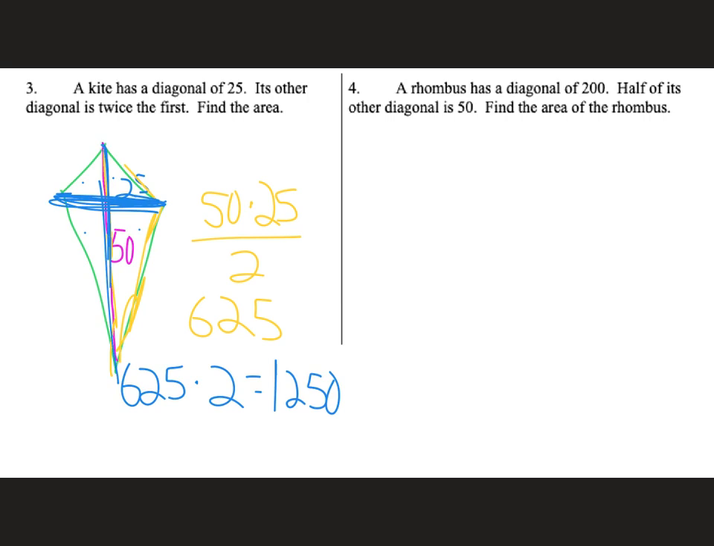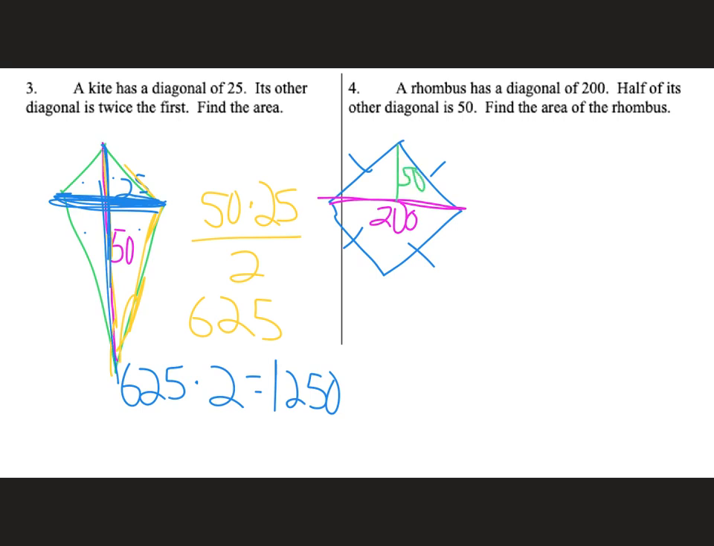Okay. Next one has a rhombus, has a diagonal of 200. So let's draw a rhombus. It's like a square, but different. Diagonal is 200. So that's 200. Half its other diagonal is 50. Doesn't that mean the whole thing is 100? Yes, it does. Oh, okay.